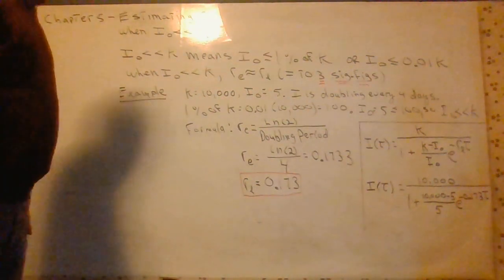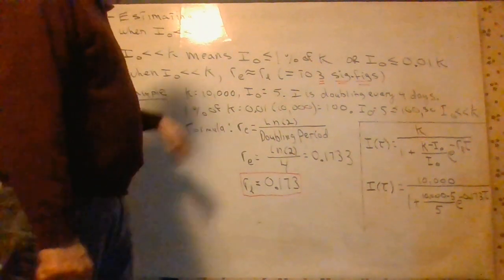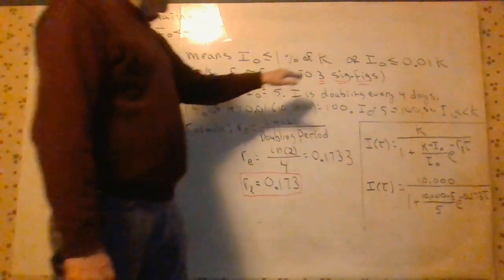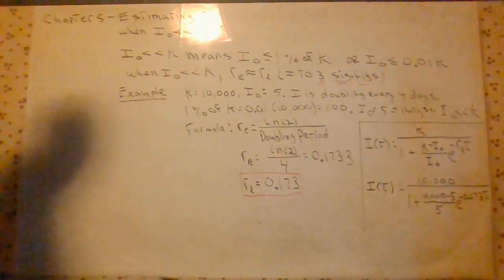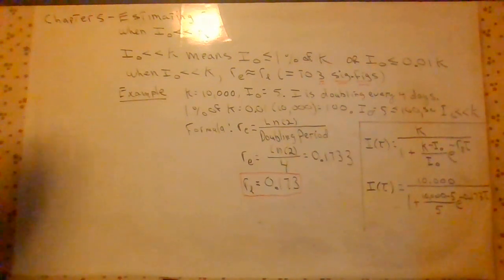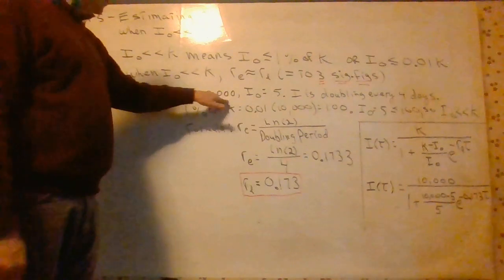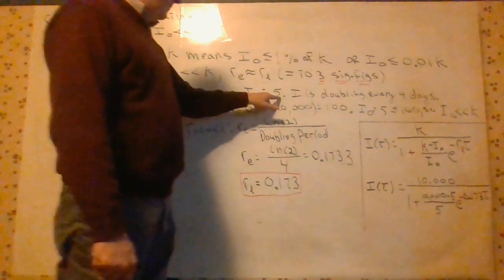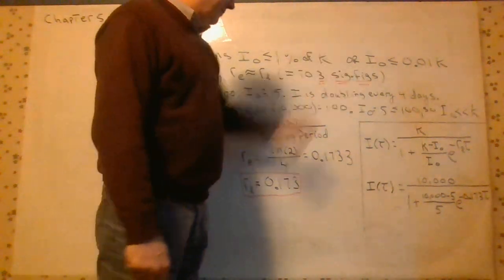And in that case, you can actually show that the exponential growth rate and the logistic growth rate agree to three significant figures. We'll talk about significant figures in a minute, if you don't already know that. So for example, suppose we have an infectable population, or a susceptible population, of 10,000, and we have 5 initial infections. And let's suppose I is doubling every 4 days.